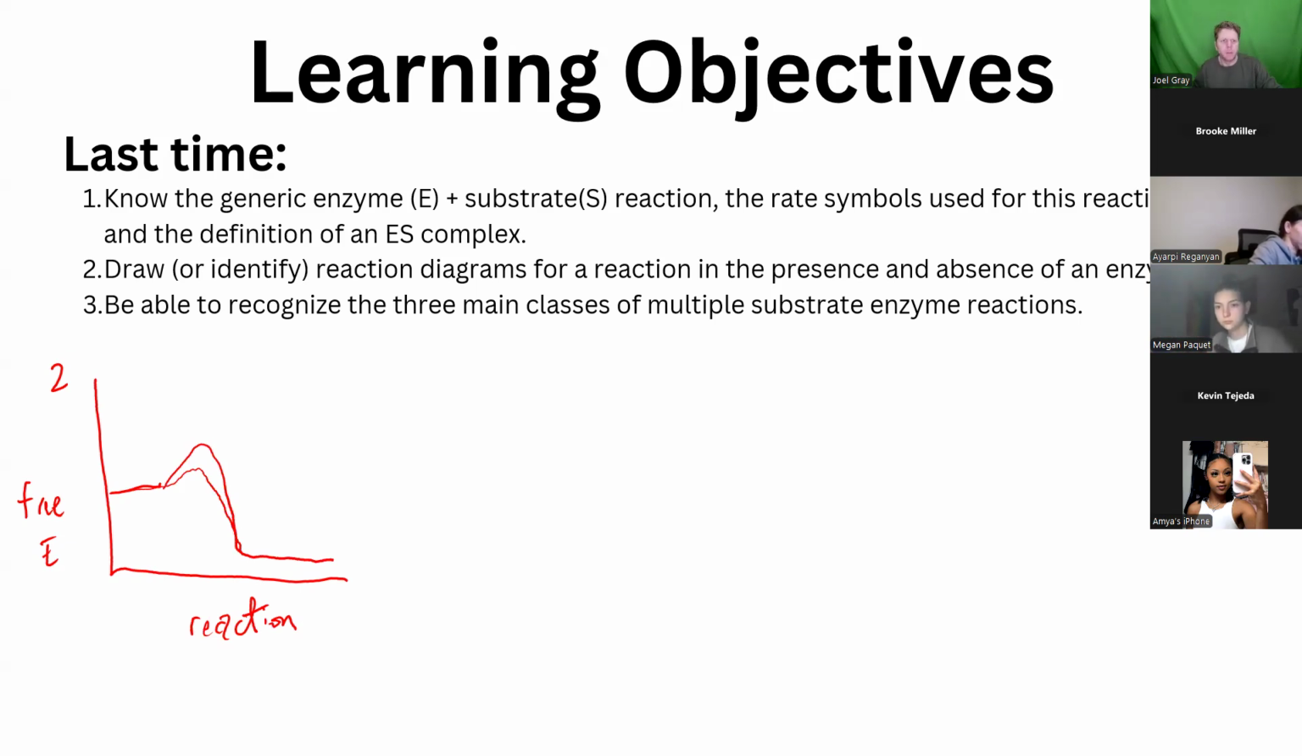Number 3, be able to recognize the 3 main classes of multiple substrate enzyme reactions. I believe that I referred to them as bi-substrate reactions, in which case that would be our ping pong mechanism, the random, and the sequential mechanism. I don't know why the word random escaped me.